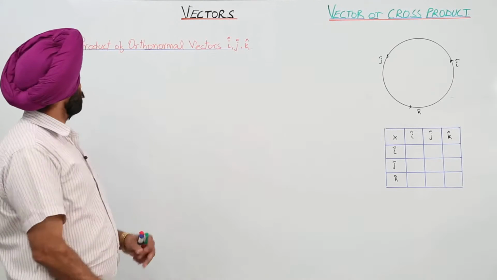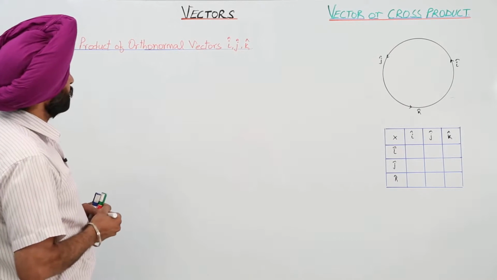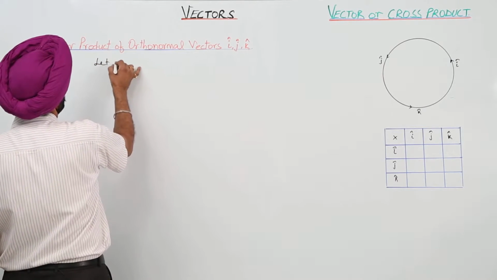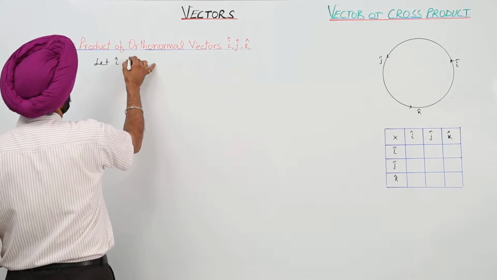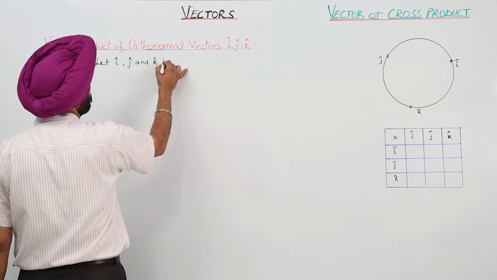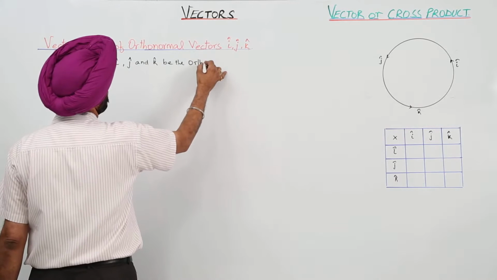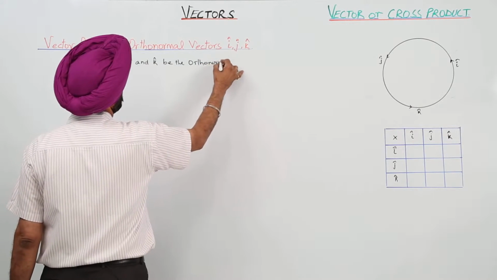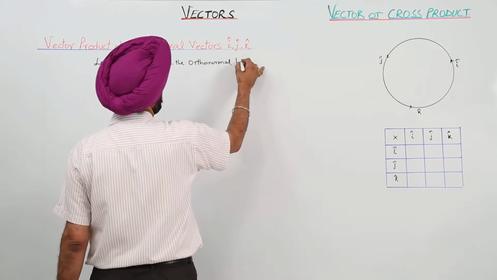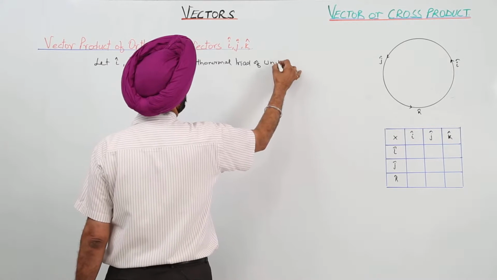Now, vector product of orthonormal vectors i cap, j cap and k cap. Now let i cap, j cap and k cap be the orthonormal triad of unit vectors.